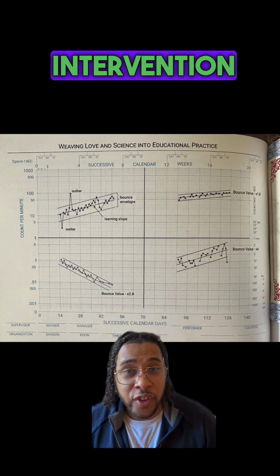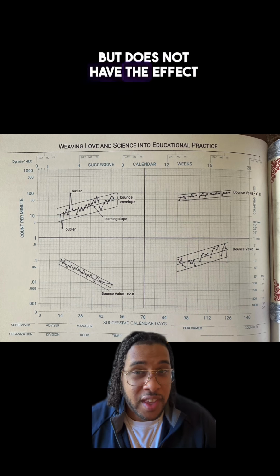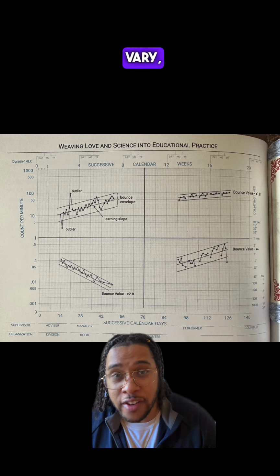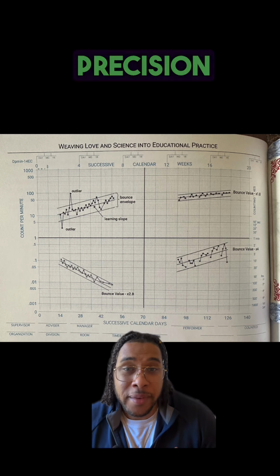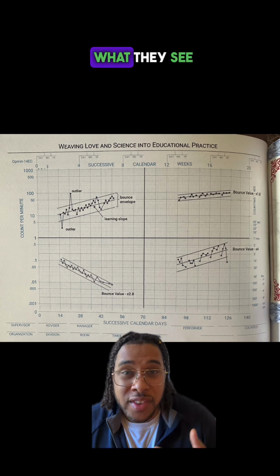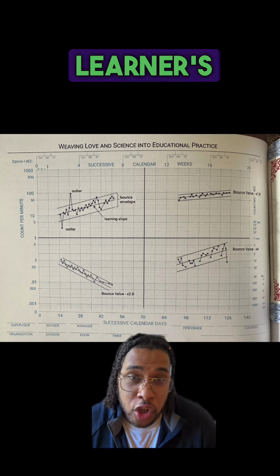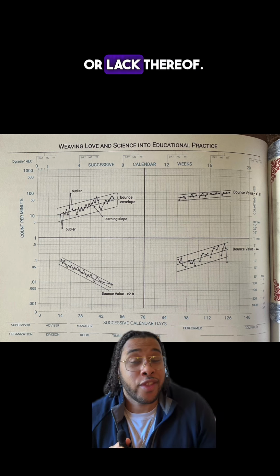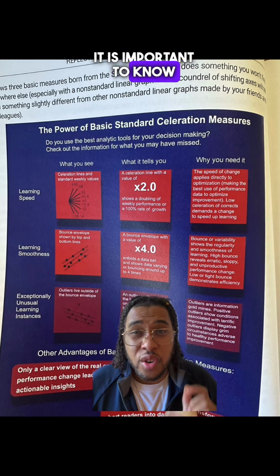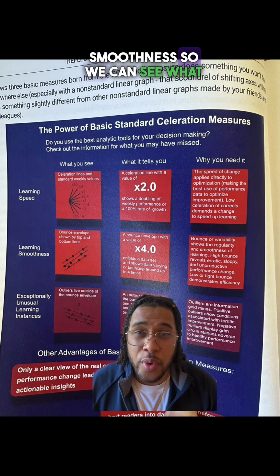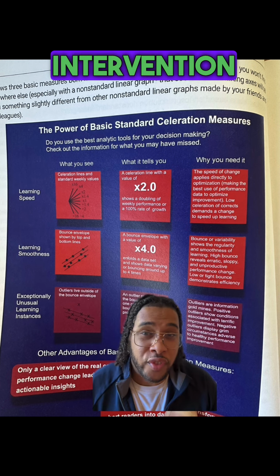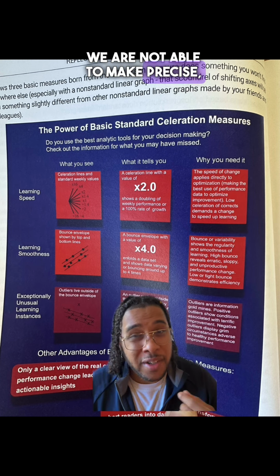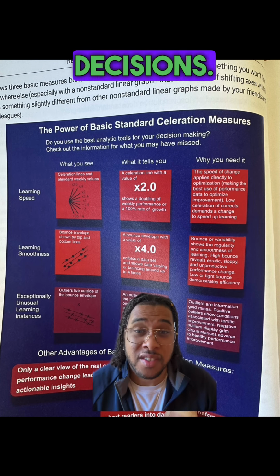You see, if an intervention one day affects the learner but does not have the effect on the learner at all the next day, performance frequencies will greatly vary, suggesting a weak intervention. When precision teachers inspect bounce, what they see reflects the variability of the learner's behavior, a true reflection of the effects of an intervention or lack thereof. It is important to know learning speed and learning smoothness so we can see what any instruction or intervention is having on the learner. When we don't have this data, we are not able to make precise, scientifically informed decisions.